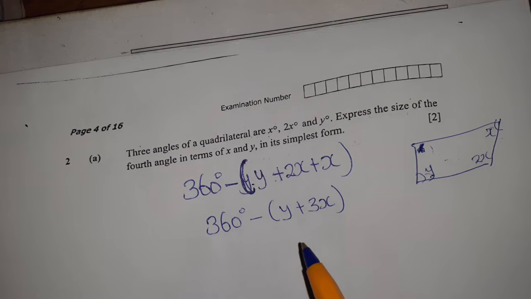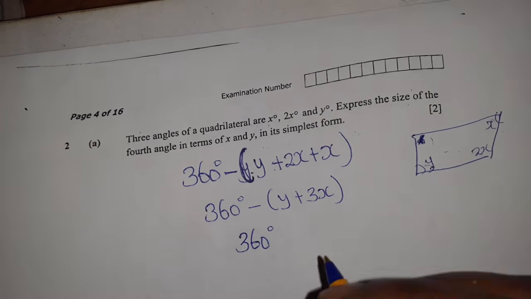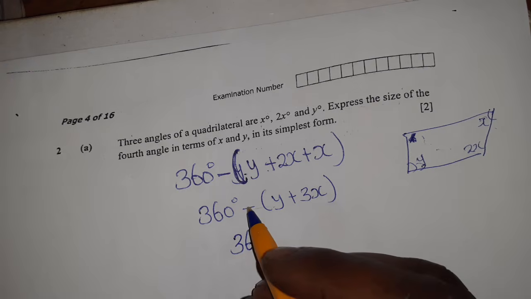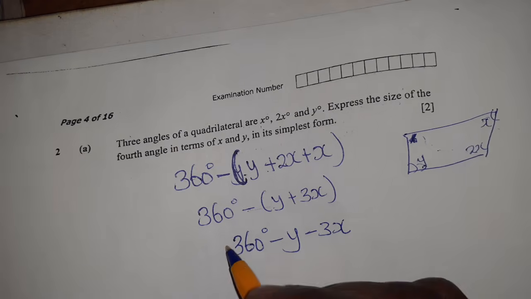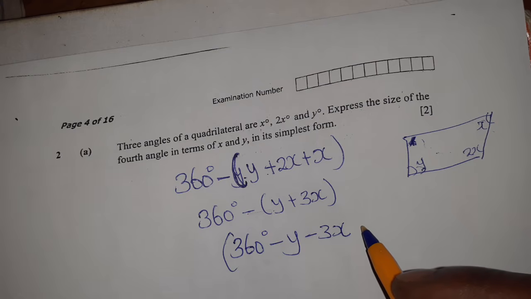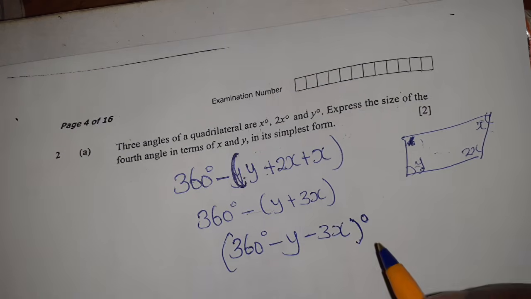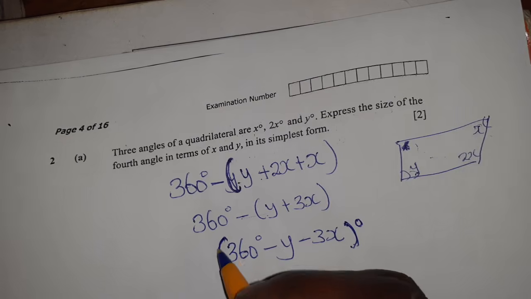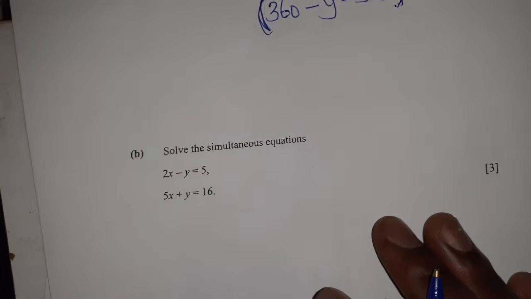This could be the answer, but it's also important to go further. Since we are told to simplify it, we distribute the minus, which is going to be minus y minus 3x. When we do this whole thing here, this is what is going to give us the fourth angle. That's all that you're expected to do there.